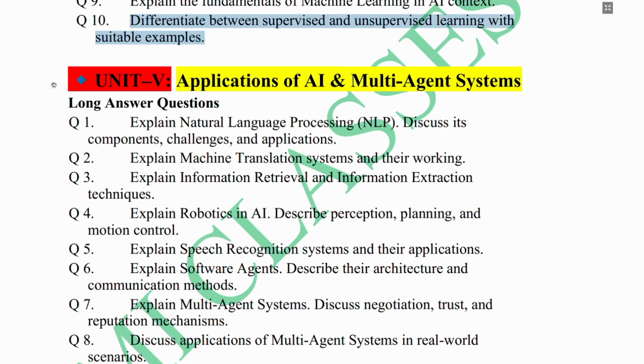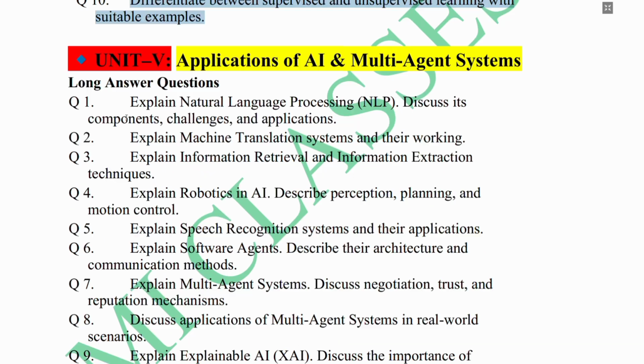Here we start Unit 5, which is Applications of AI and Multi-Agent Systems. In Unit 5, the first question is: explain natural language processing, NLP, and discuss its components, challenges and applications. The next question is: explain machine translation systems and their working. The next question is: explain information retrieval and information extraction techniques.